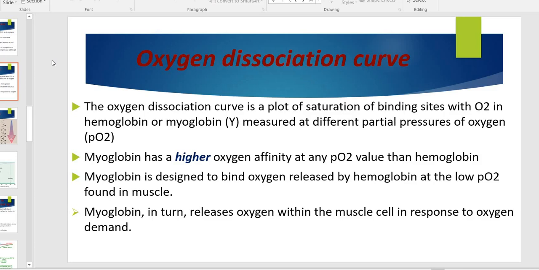So myoglobin, its main function is a reservoir. It's a reserve for oxygen, so it needs to have high affinity for oxygen released from hemoglobin in the muscle, to bind with any amount of oxygen at any level, even very low levels of oxygen pressure in the muscle. So it can release oxygen in the conditions of muscle demand.